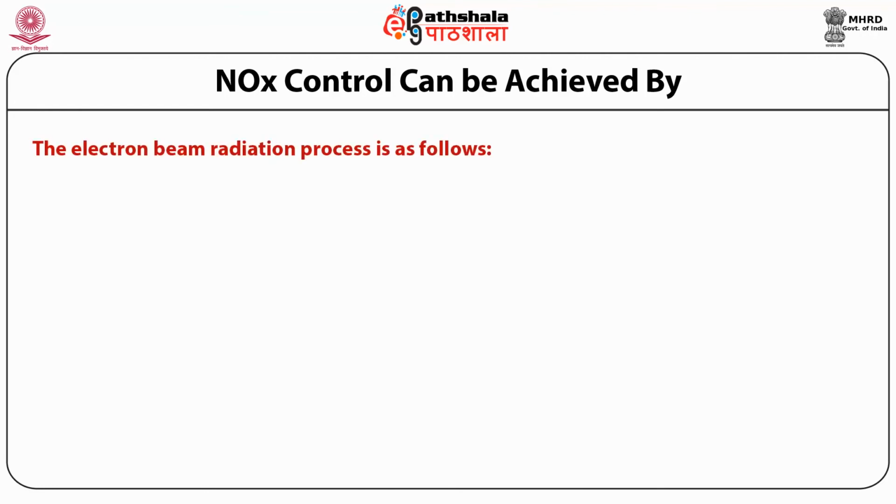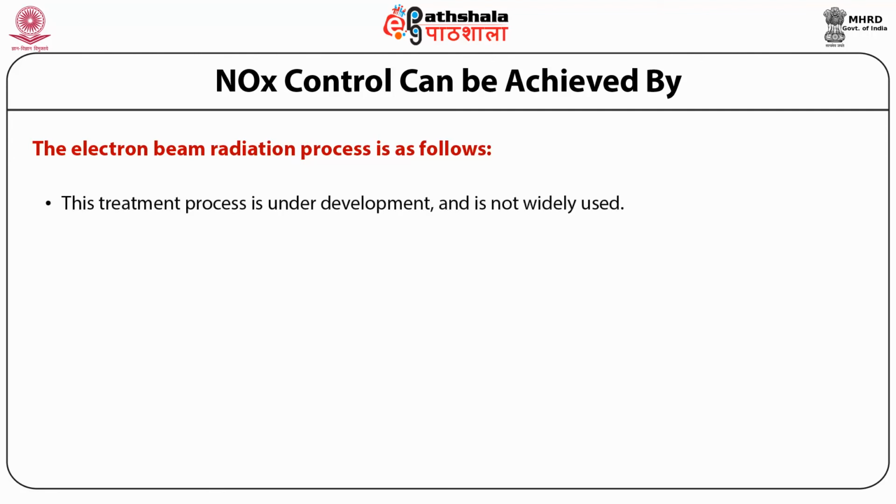The electron beam radiation process is as follows. This treatment process is under development and is not widely used. Work is underway to determine the feasibility of electron beam radiation for neutralizing hazardous waste and air toxins.